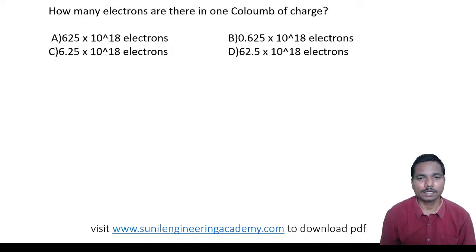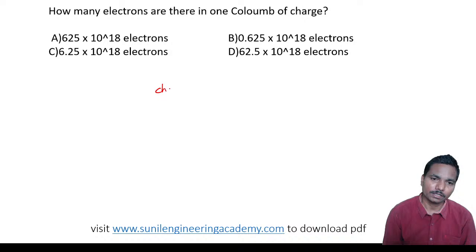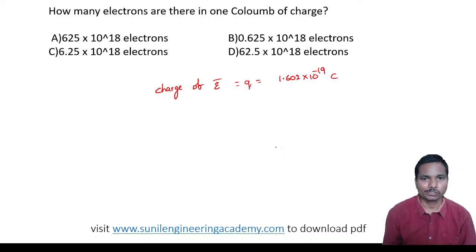How many electrons are there in 1 coulomb of charge? Very easy question. We know very well the charge of an electron. I think all of you know it. Charge of electron is 1.602 into 10 power minus 19 coulombs. They are asking how many electrons are in 1 coulomb of charge.